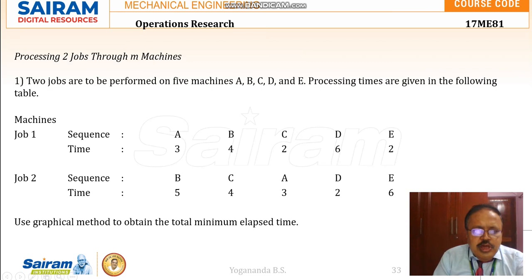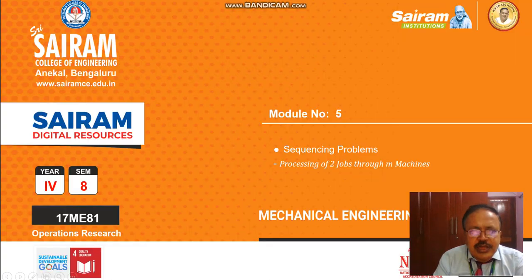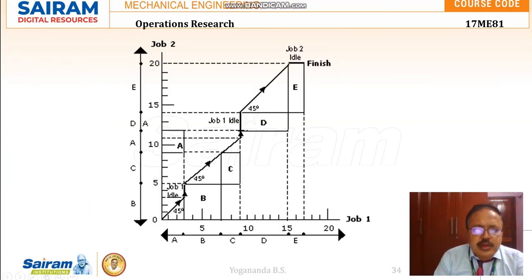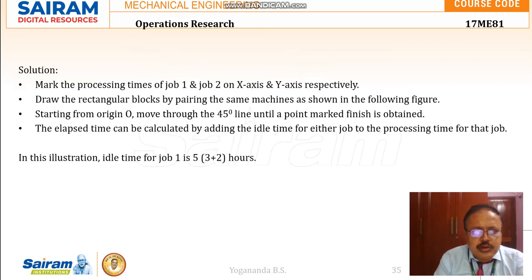Then job number 2: 5 plus 4 is 9, 9 plus 3 is 12, 12 plus 2 is 14, 14 plus 6 is 20. So 20 divisions are required on the y-axis for job 2. So a minimum of 17 divisions on the x-axis and 20 divisions on the y-axis, so making 20 and 20 on both the axes. Now mark the processing times of job 1 and job 2 on the x-axis and y-axis respectively.